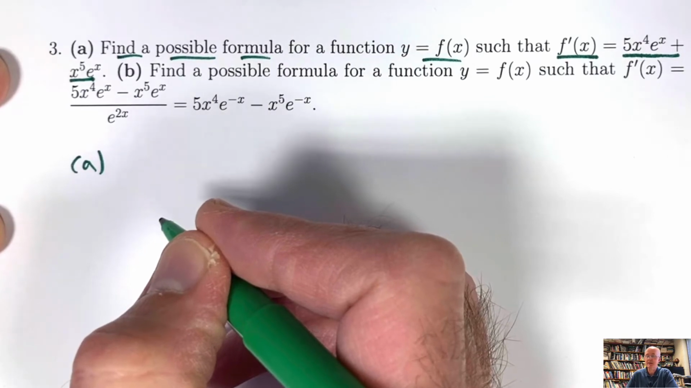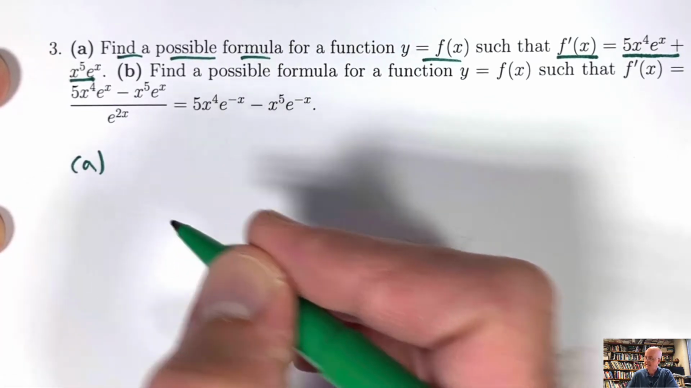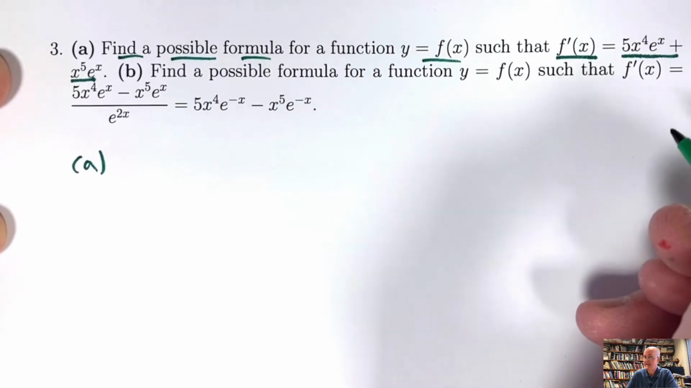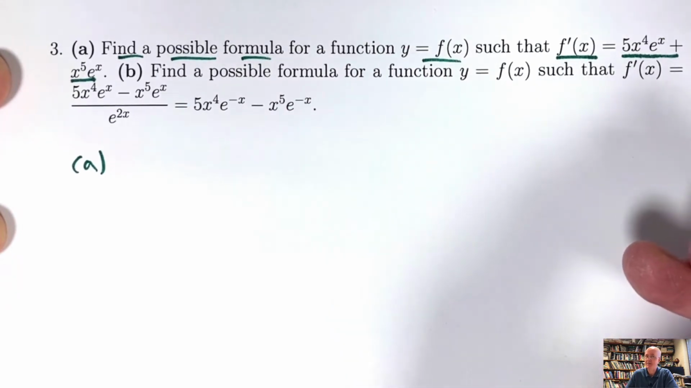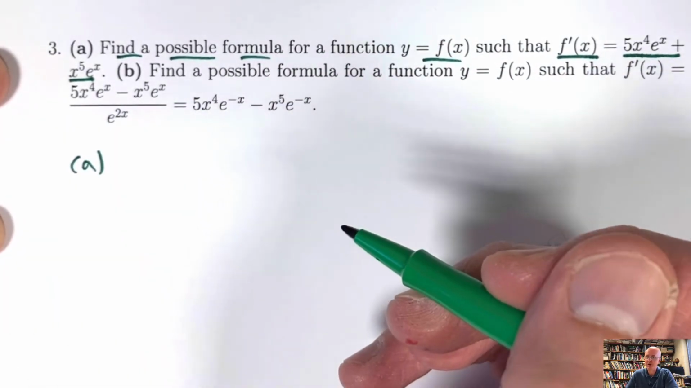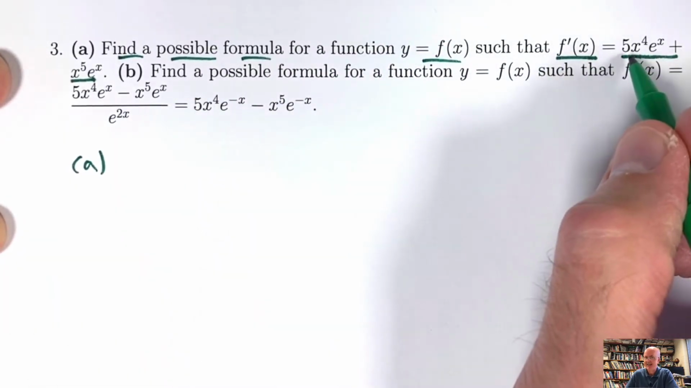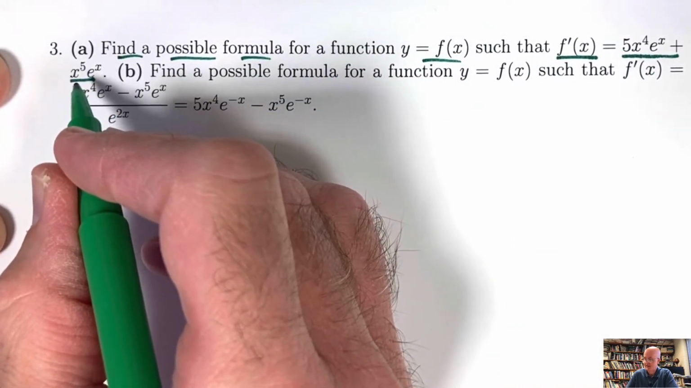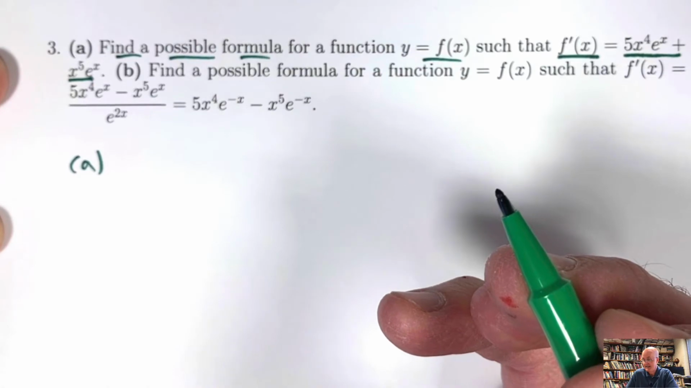In general, this can be very tricky, if not impossible. In this case, even though this function f prime of x is kind of complicated looking, it should feel very familiar based on what we've done so far in this video. This should look like something that we get with the product rule. Yeah, and 5x to the 4th, that is the derivative of x to the 5th, and the derivative of e to the x is e to the x.